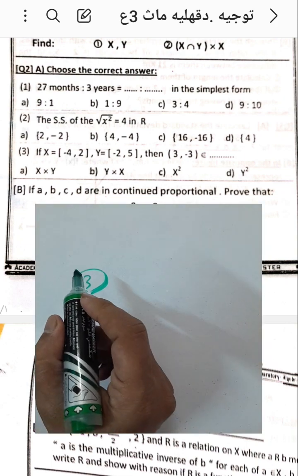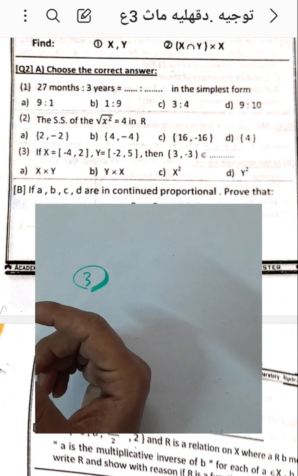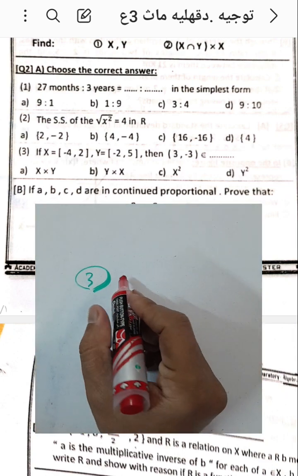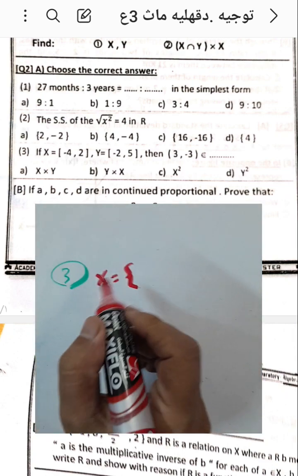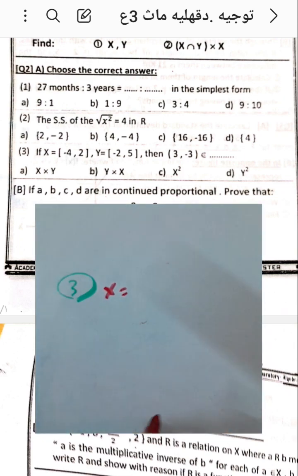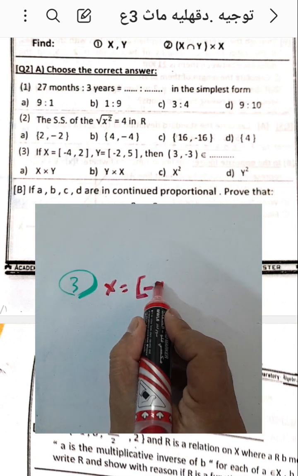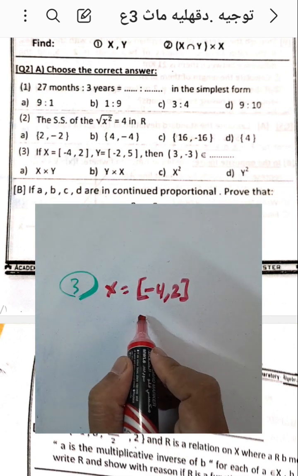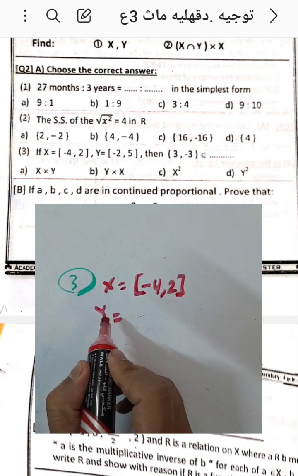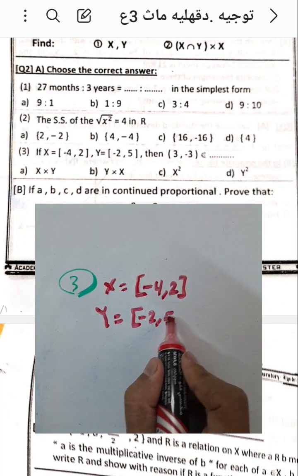Number 3. Look at question number 3 here with me. If set of x equals set of negative 4. Now it's interval. Pay attention here. X equals the closed interval from negative 4 to 2, and y equals the closed interval from negative 2 to 5.